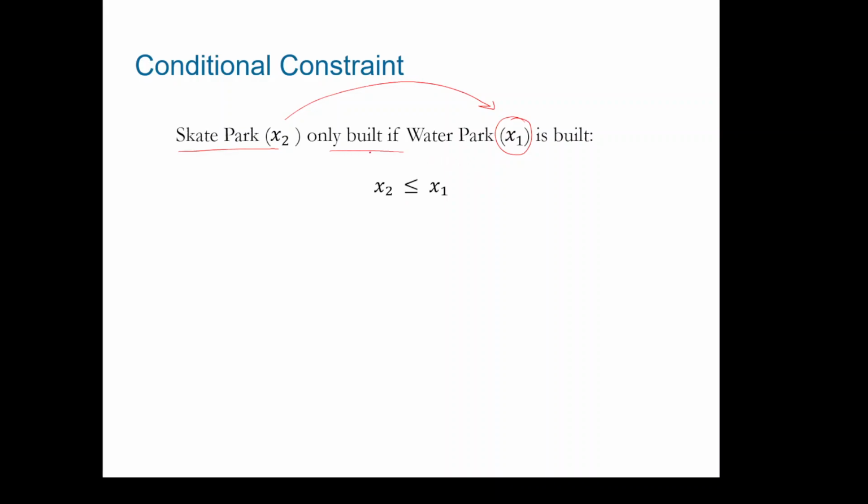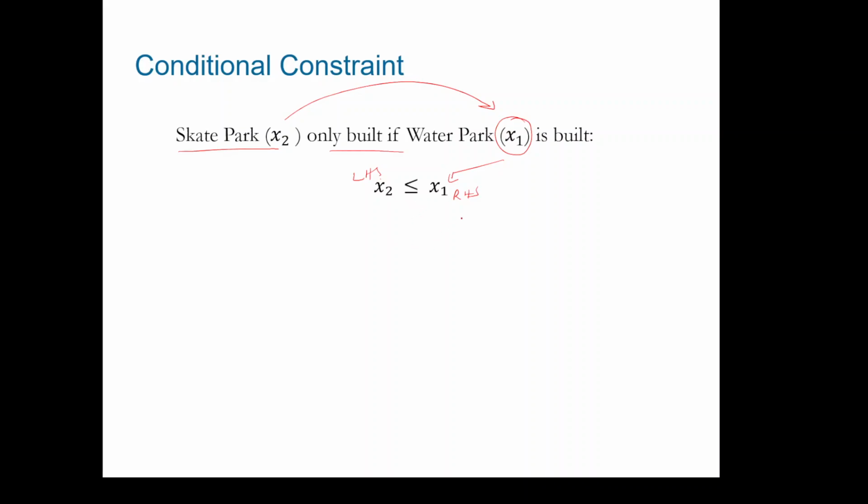So you remember x2 depends on x1. So while writing this, we will write x1 on the right hand side, remember, and x2 on the left hand side, because x2 is dependent on x1. So we'll write it x2 less than or equal to x1.